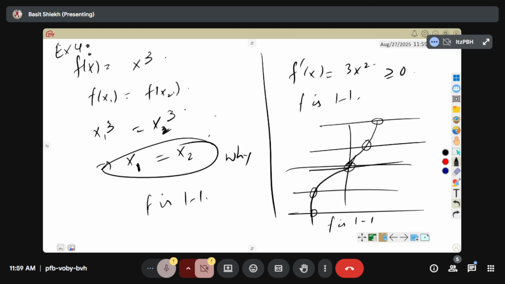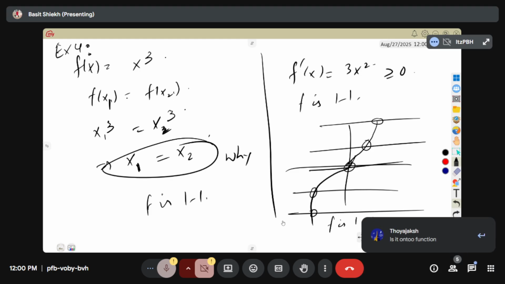Sir, is it an onto function? Sorry? Can you speak a little bit louder? Is it an onto function? Yeah, for onto function we will check.